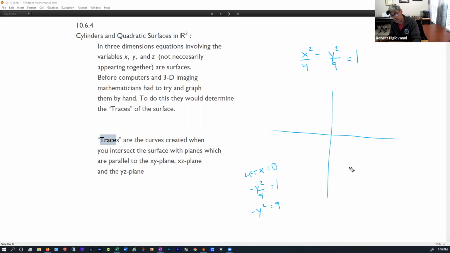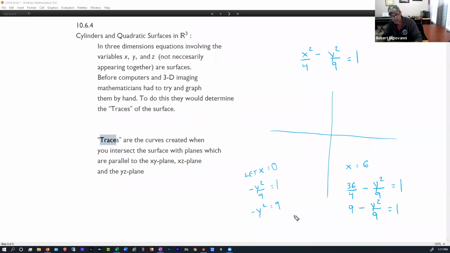So I could do something like, let's let x be, I don't know, let's let x be 36. And you know what? No, let's not let it be 36. Let's let it be 6. Okay, so if x is 6, then what would we get? We plug into the equation. We get 36 over 4 minus y squared over 9 equals 1. And then that would be 9 minus y squared. Are y'all with me or not? You just plug things in. Okay, and then I can just try and clean this up.